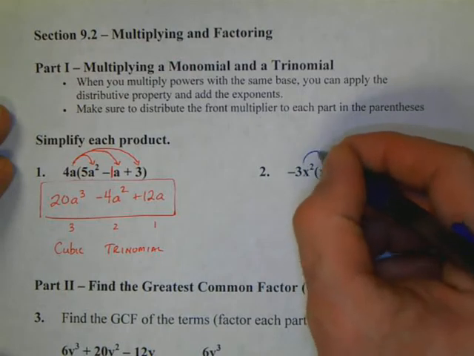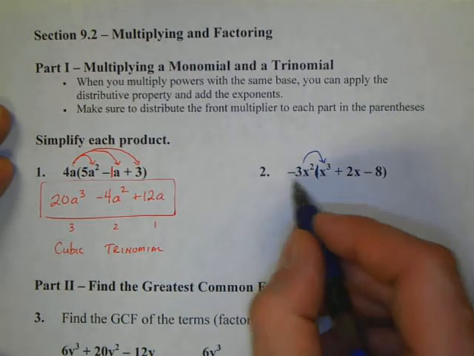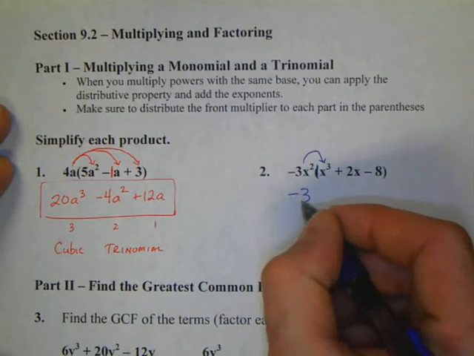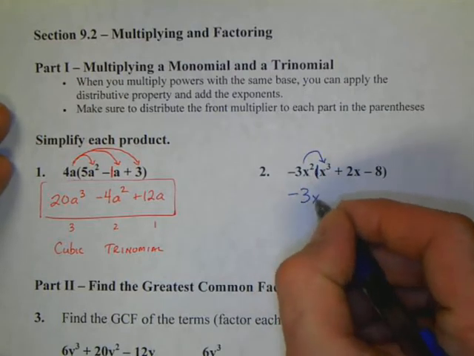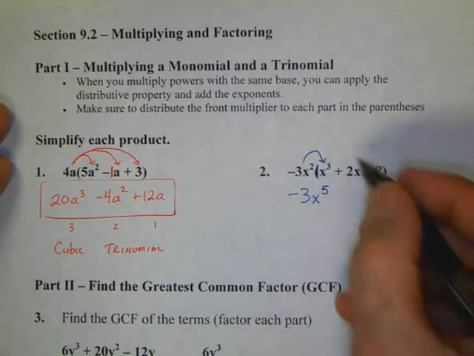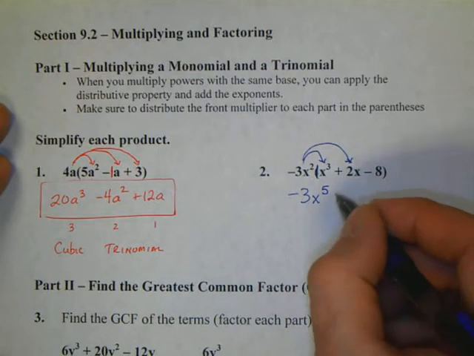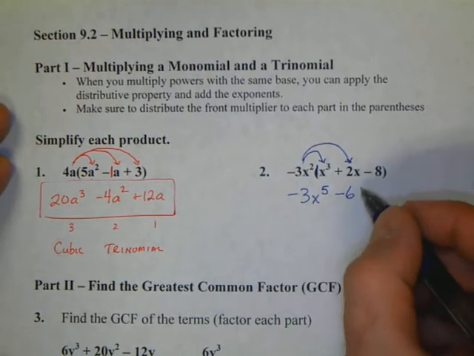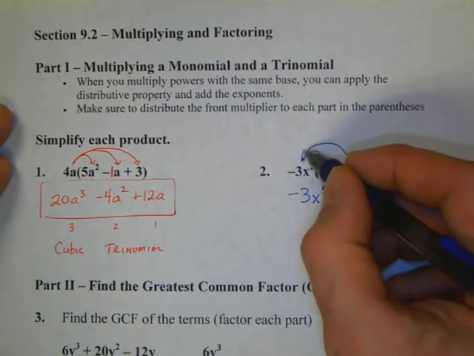Negative 3x squared. Let's multiply that times each one. Remember, there's a 1 in front of that x cubed. So negative 3 times 1 is negative 3. And then Colin, x squared times x cubed is x to the 5th. All right, thanks, Colin. All right, we got negative 3 times 2. Negative 3 times 2, that's negative 6. And x squared times x, Colin, is x to the 3rd power. Well done. All right, now we got our last one.